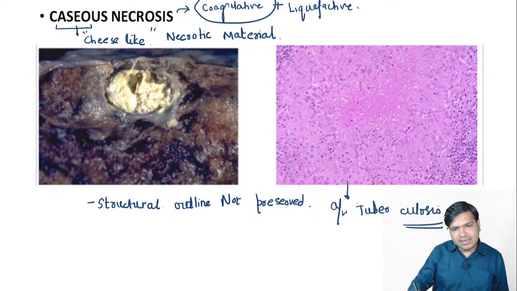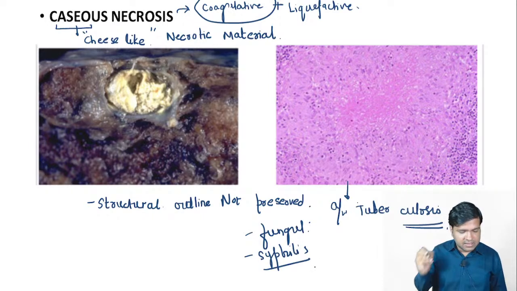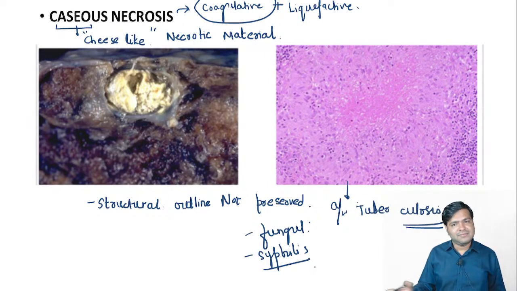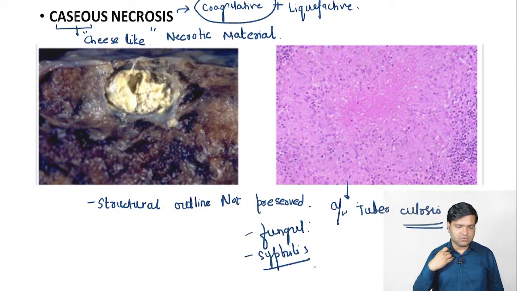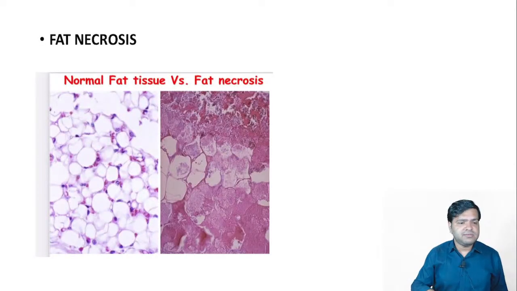Fungal infections, I agree with the fact. It is the systemic or the non-tubercular causes. It is also seen in syphilis. The caseous necrosis, yes. Perfect. It is mycolic acid, plus the fatty acids. Very good. It is the mycolic acid. Perfect. Coming on to the next type of necrosis.